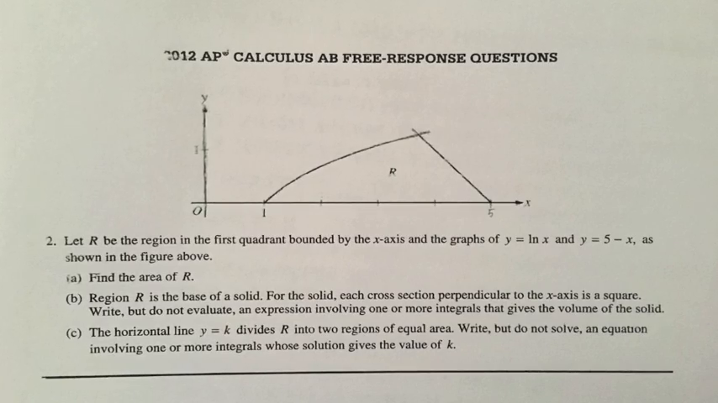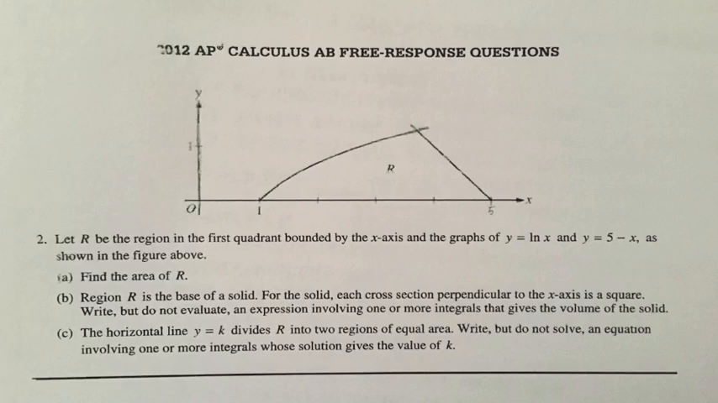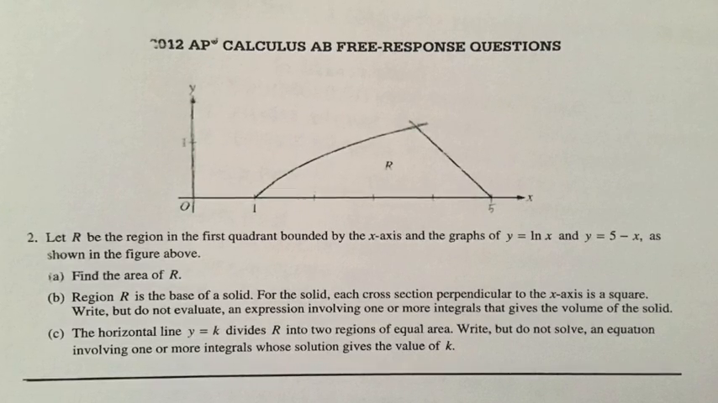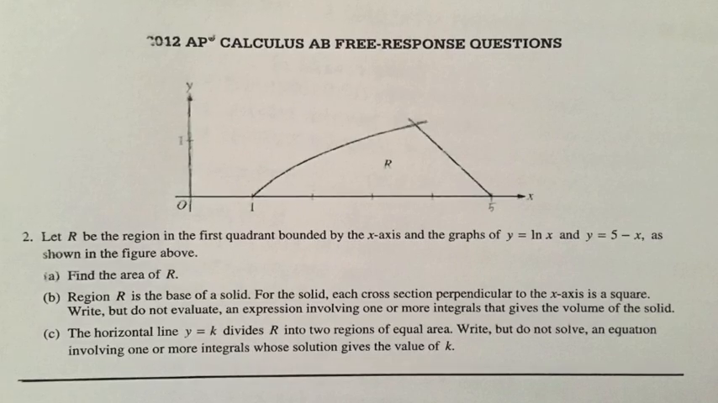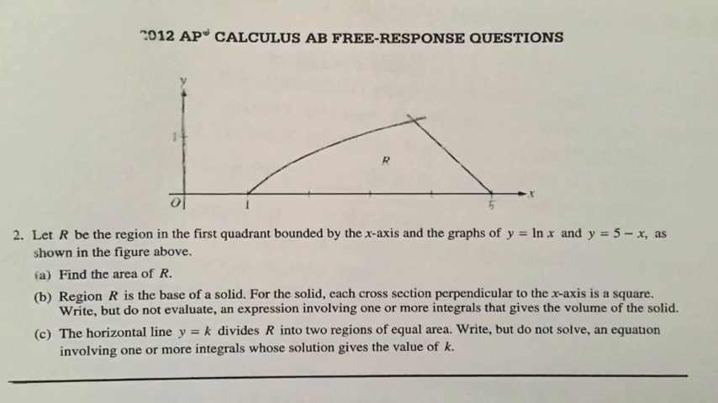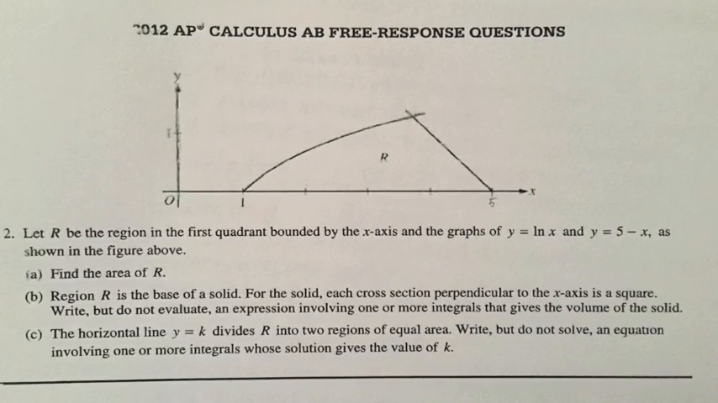Going back to the problem, we can see that part B says region R is the base of a solid. For the solid, each cross-section perpendicular to the x-axis is a square. Write but do not evaluate an expression involving one or more integrals that gives the volume of the solid. It's important to read the directions that say write but do not evaluate, so you don't waste your time.